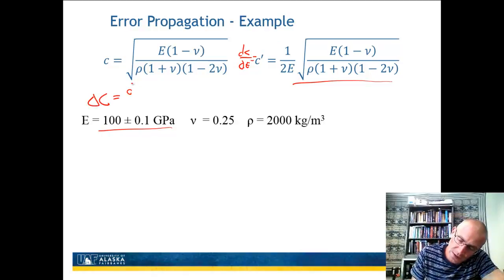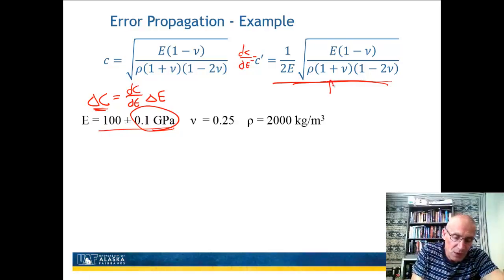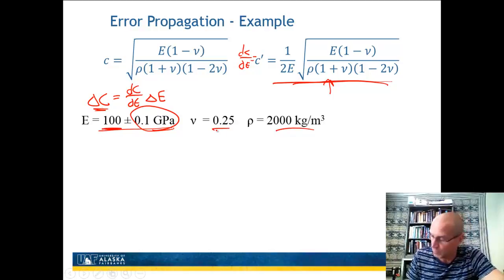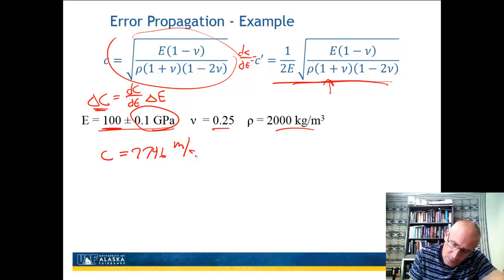So now I'm going to compute my uncertainty in C. What it is equal to is dC/dE times the uncertainty in E, and this is my uncertainty in E, 0.1. I'm just going to take the derivative dC/dE, that's this term right over here, and that'll give me the uncertainty in the speed of sound. What I'm doing is plugging in the known values: E equal to 100, my density of 2000, and my Poisson's ratio of 0.25. If I plug the values into this equation right here, I get the value of C: 7746 meters per second.